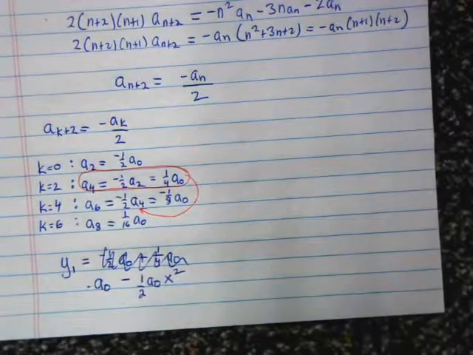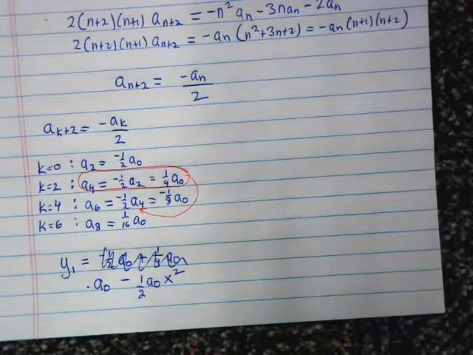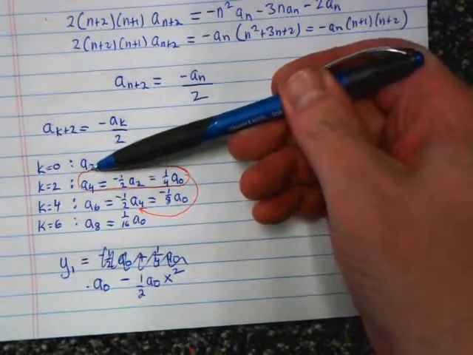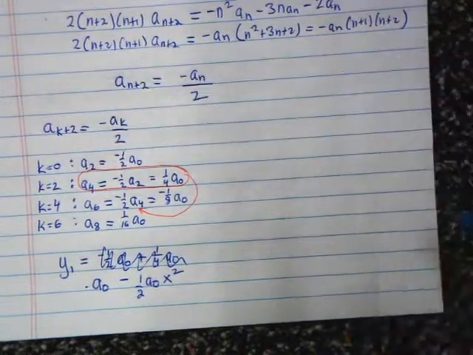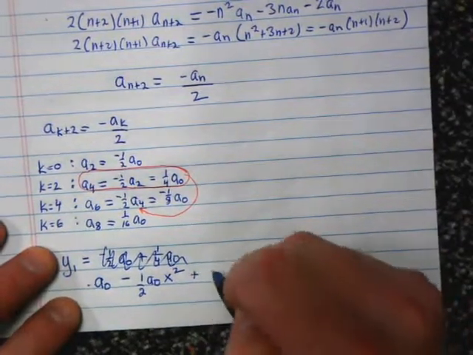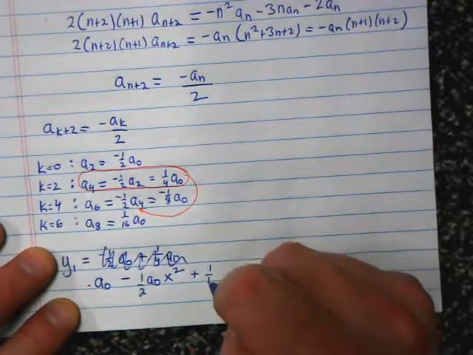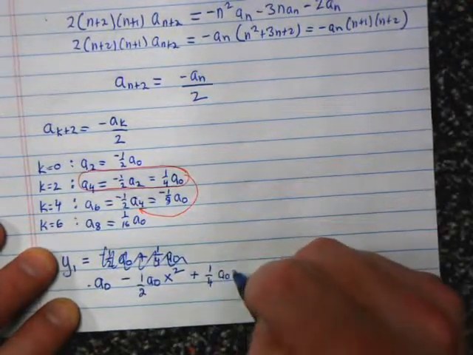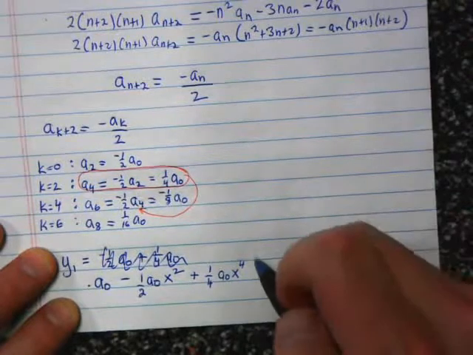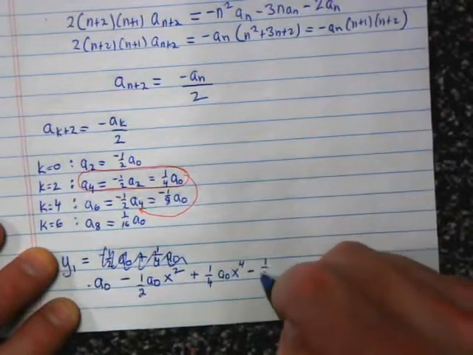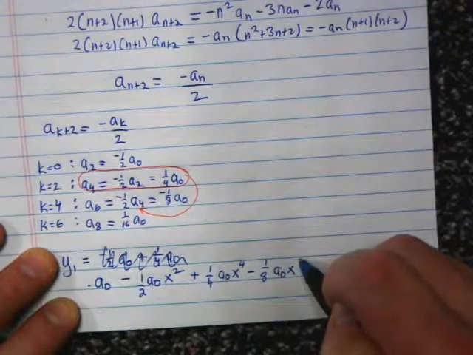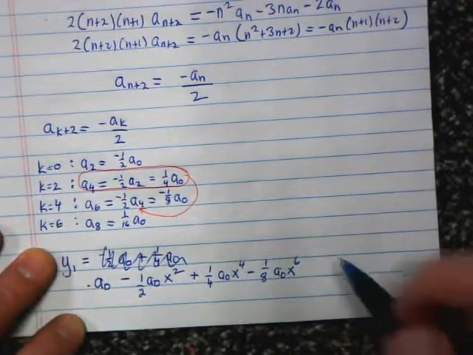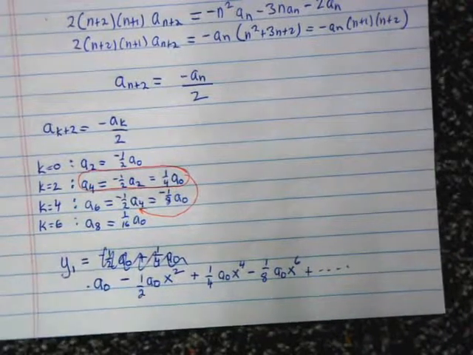How do I know that should be an x squared? Because what always goes with a sub 2? A sub 2 always goes with x squared. Plus, what's the next one? 1/4 a sub 0 x to the 4th. The next one, minus 1/8 a sub 0 x to the 6th plus dot dot dot.